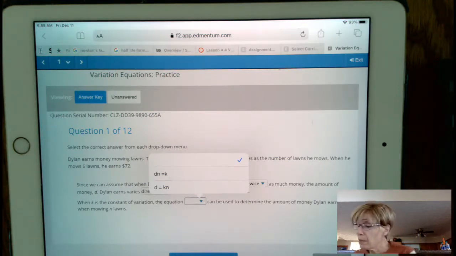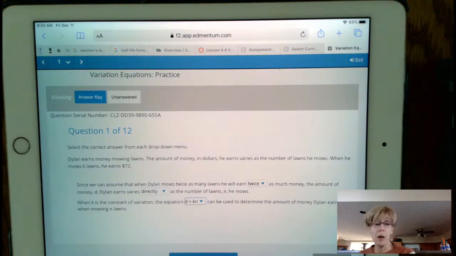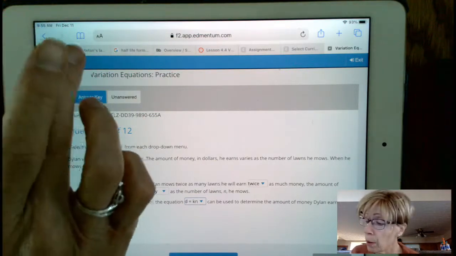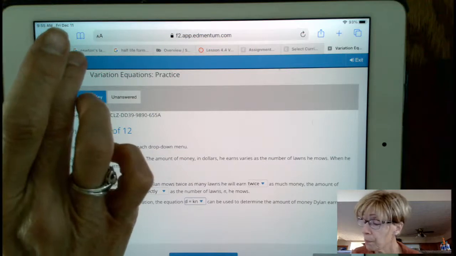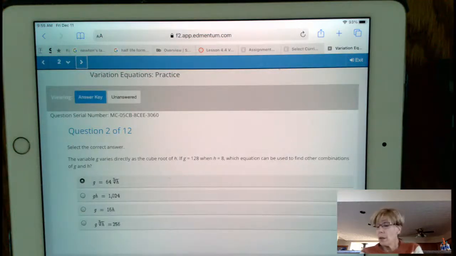The variable g varies directly as the cubed root of h. If g is 128 when h is 8, which equation can be used to find the other combinations of g and h? Well, it looks like I left the answer on there, so that's not good. But anyway, I'm not quite sure how that happened. But if I turn up the answer again, I'm going to flip over to notebook paper for a moment.